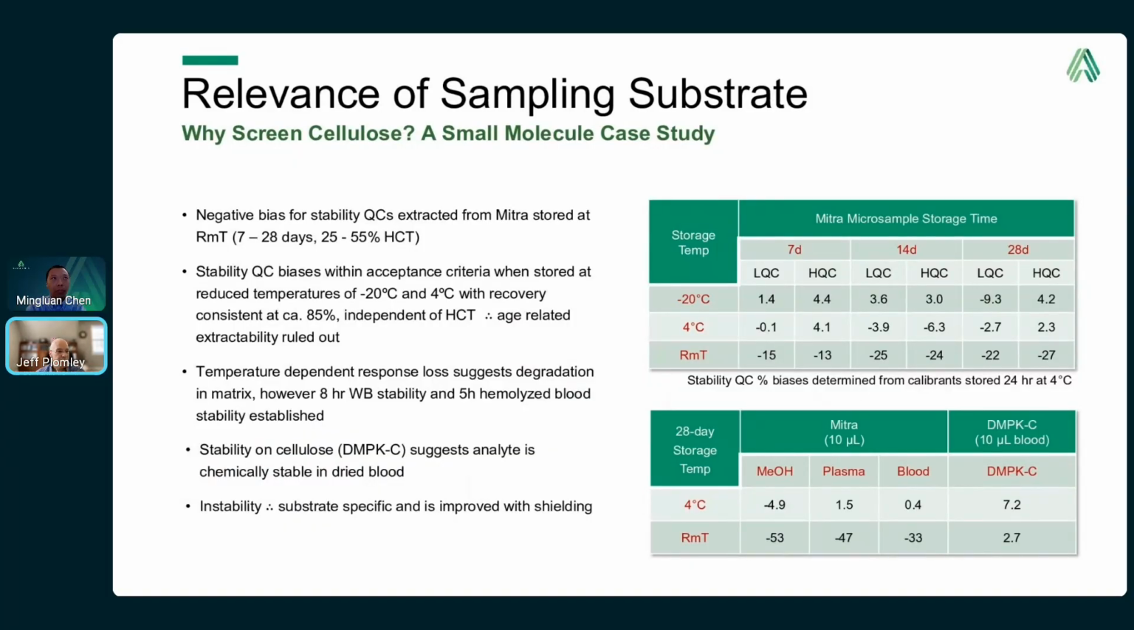Okay, so I just want to briefly show this slide to talk about the relevance of the sampling substrate, because cellulose is easier to handle. You don't need to be as aggressive with cellulose to mitigate hematocrit bias. If there's analyte degradation as a result of matrix, cellulose is not going to help you there. But if you have analyte degradation as a result of moisture trapped in these highly porous regions where all this reactivity can occur during the drying process, then cellulose can be advantageous.